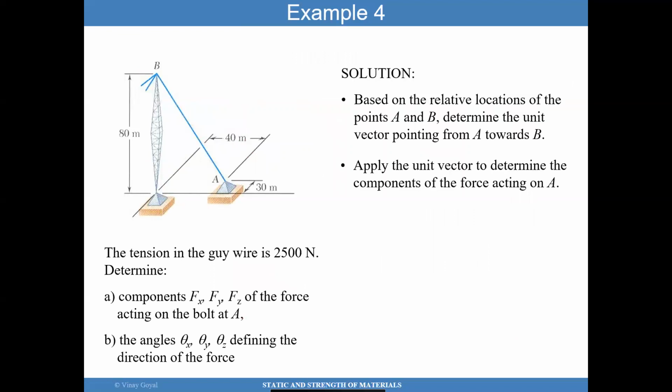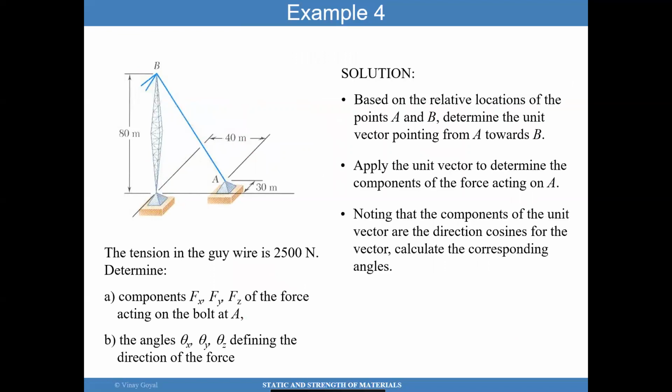Here's another example, a little more complex. You have a tension in a guy wire of 2,500 pounds, okay? Newtons, I'm sorry, 2,500 newtons. And we want to find the force components Fx, Fy, Fz of the force acting on bolt A. We want to find the forces acting here, so that's the question. We know the tension along this guy wire of 2,500 newtons. We want to find the angles theta x, theta y, theta z, defining the direction of this guy wire.